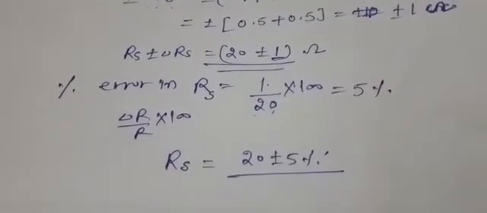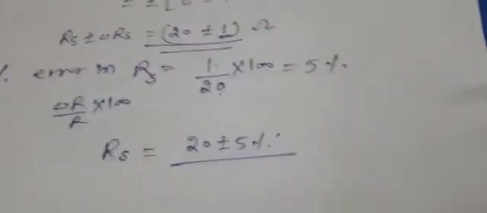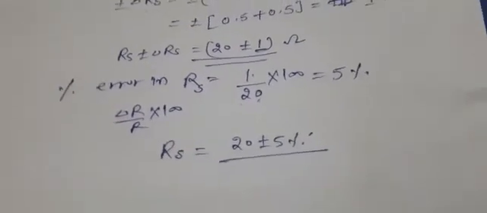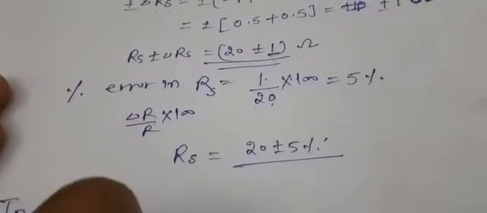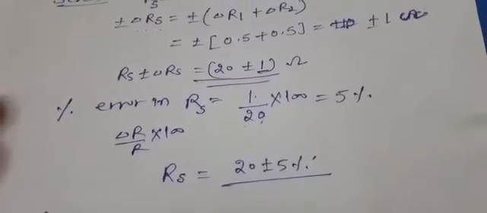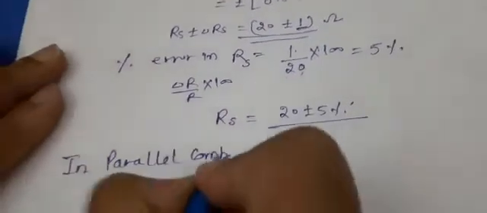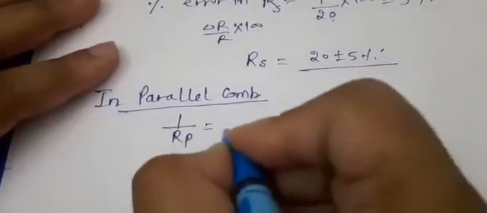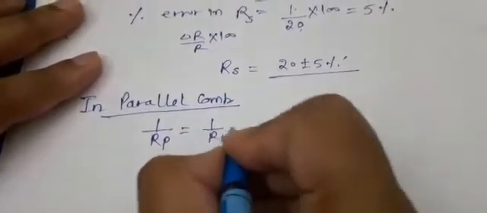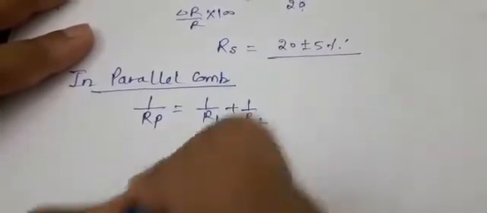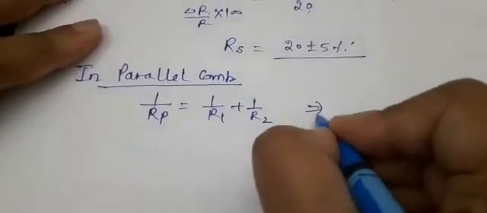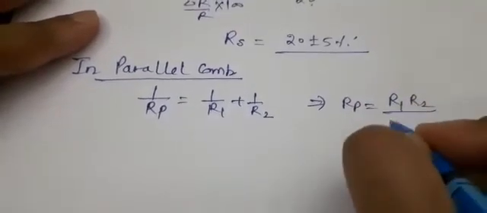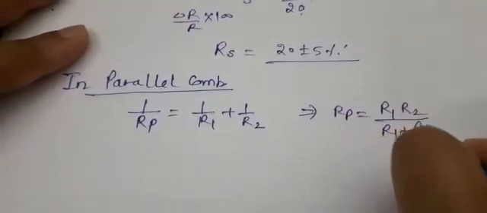Now the next point that is very important: in parallel combination you will learn a new result. You have to learn the result when you are taking parallel combination. In parallel combination, the resistance is obtained as 1 by Rp equal to 1 by R1 plus 1 by R2. So when you solve it, Rp will come out to be R1 R2 upon R1 plus R2 when you take its LCM and solve in general form.